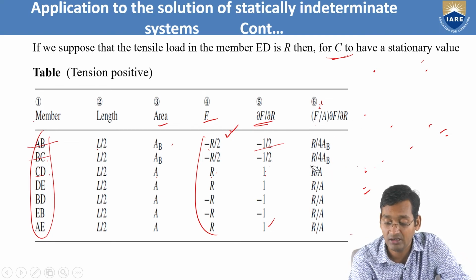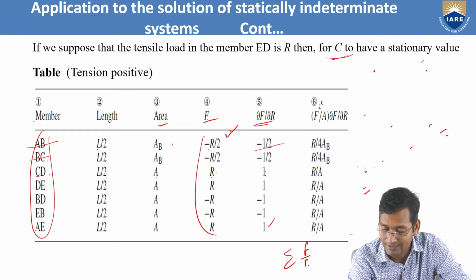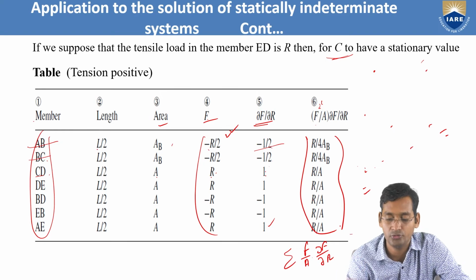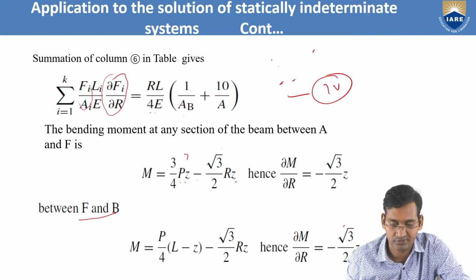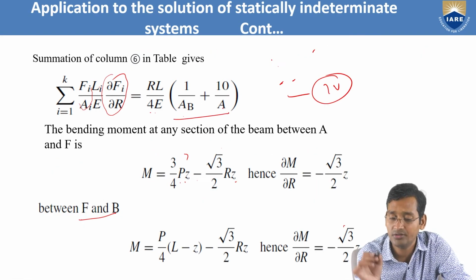Then you have to find the sum, sigma of F by A into dou F by dou R. So just add this one. Already I showed you how to add. These two will be same and this one. So once you have added this one, you will get this one.